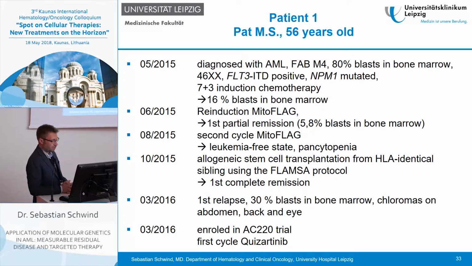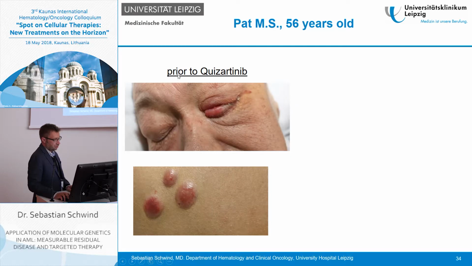Fortunately, we took part in the AC220 trial, which is a trial testing quizartinib in relapsed or refractory AML, which basically tested quizartinib against the physician's choice. Here, this is how the patient looked prior to the quizartinib treatment. So she had a lid. This is chloroma of the lid. This is her abdomen with chloromas here.